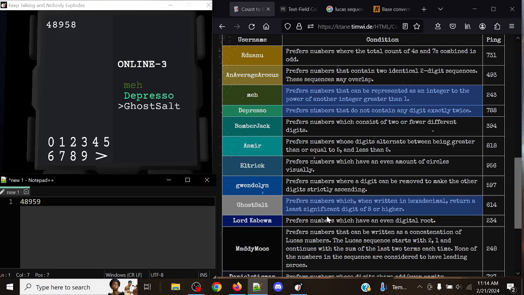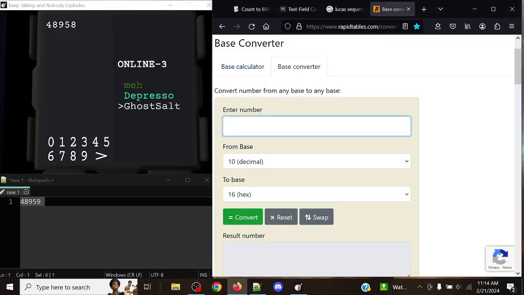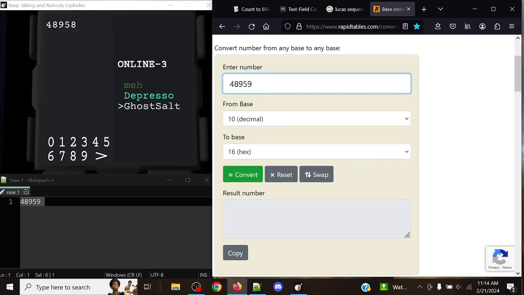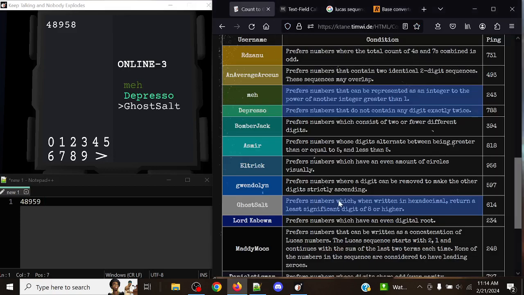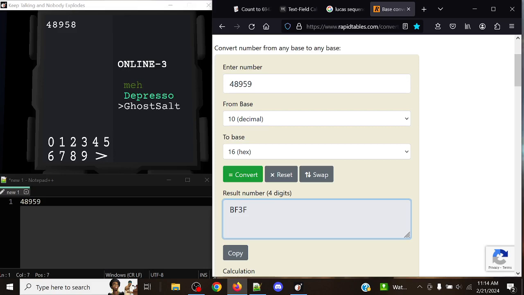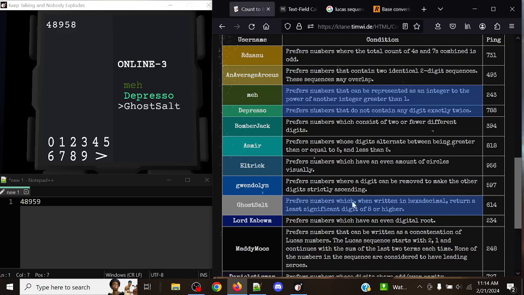And now prefers numbers which, when written in hexadecimal, return a least significant digit of 8 or higher. So let's plug this into hexadecimal. So now, from base 10, which is what we're currently in right now, to base 16. Oh, I forgot F as well. Sorry. A, B, C, D, E, F. And in this case, that is true, because it is 8 or higher. The least significant digit is an F. It's effectively 15 in base 10. So therefore, we know for a fact that this rule is true, and it's the only one that is preferred here. So therefore, GoSalt will be typing this number, and GoSalt is who we need. So 4, 8, 9, 5, 9.